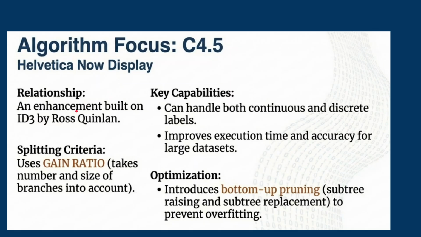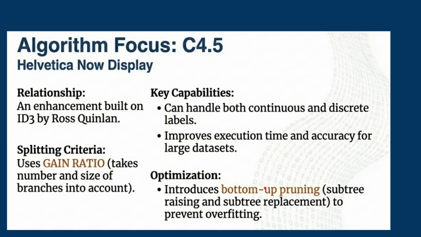C4.5. It is an enhancement of ID3, done by Ross Quinlan himself. This is based upon the concept of gain ratio, which takes the number and size of the branches of the decision tree into account. It can handle both continuous and discrete values and improves the execution time and accuracy for large data sets. To optimize, it introduces bottom-up pruning, subtree raising and subtree replacement to prevent overfitting. As we know, decision tree has the problem of overfitting. So this algorithm C4.5 uses the gain ratio concept and can handle this data.